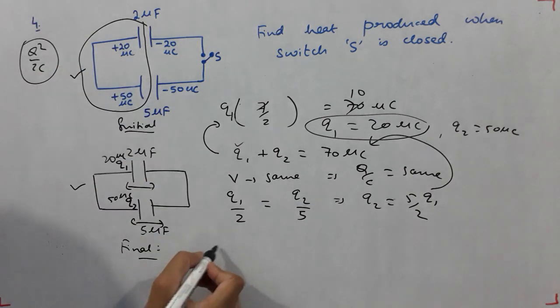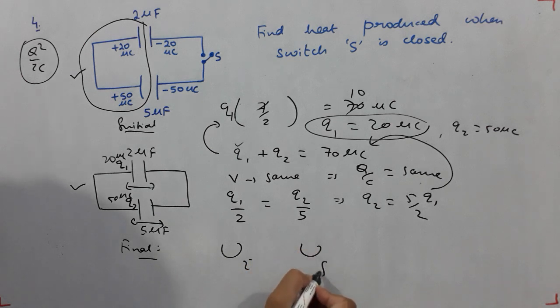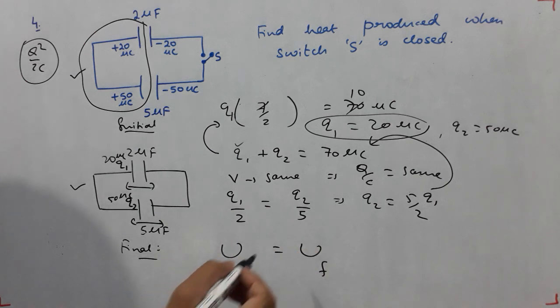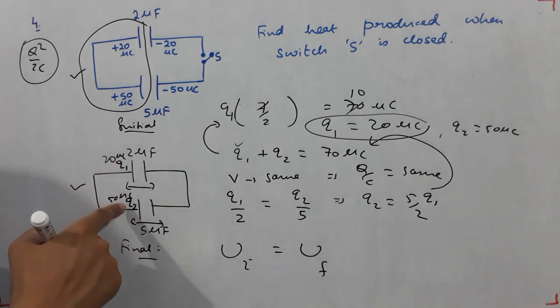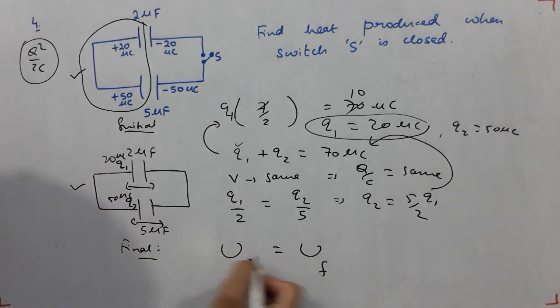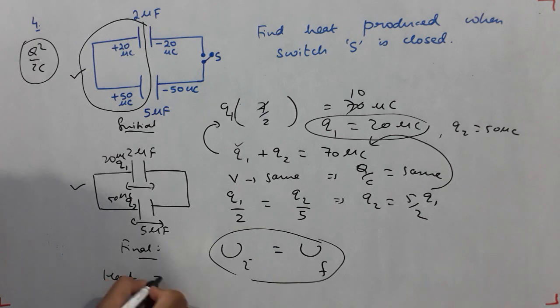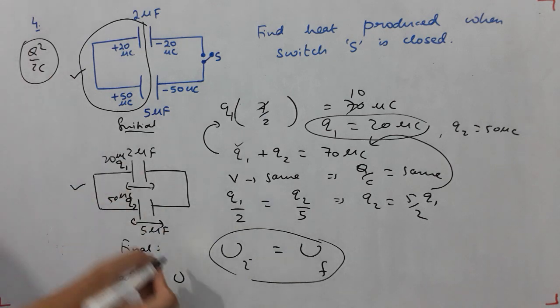That means our initial energy and final energy will be the same, because no redistribution of charge is taking place. And if this is the condition, then how much is the heat lost? 0. That is the difference of these two energies, but since these two energies are equal, the difference will be 0.